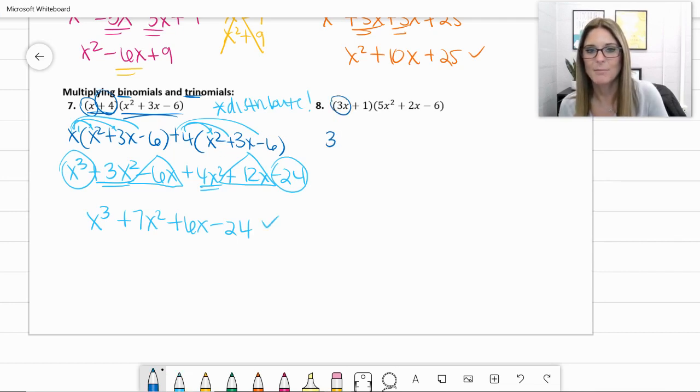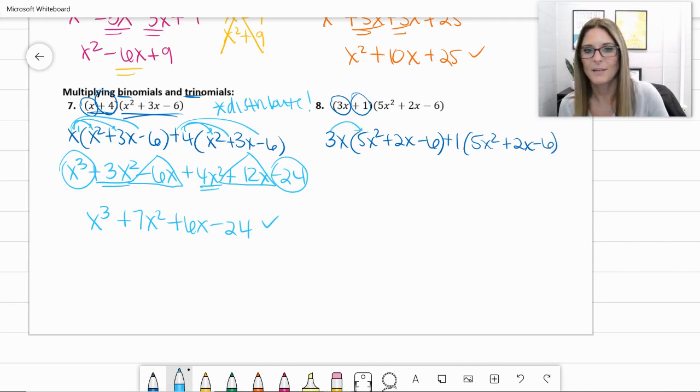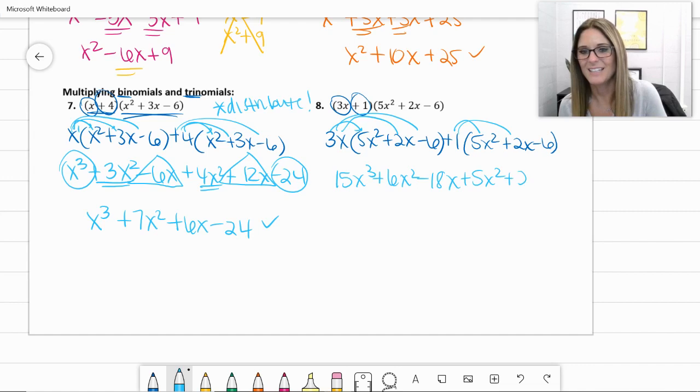I'm going to take 3x and multiply it across the entire trinomial, 5x squared plus 2x minus 6. Then take the 1 and multiply it also across the entire trinomial, just doing distributive property across this trinomial. 3x times 5x squared is 15x cubed. 3x times 2x is 6x squared. 3x times negative 6 is negative 18x. And then moving on, 1 times 5x squared is 5x squared. 1 times 2x is 2x. And 1 times negative 6 is negative 6.